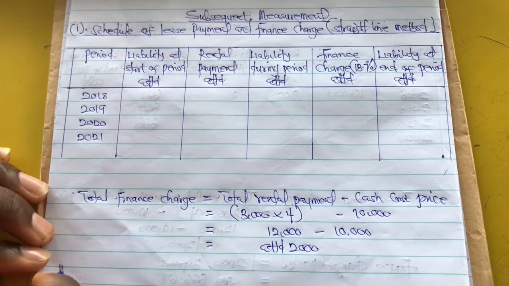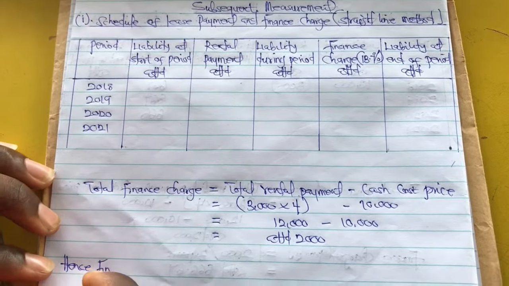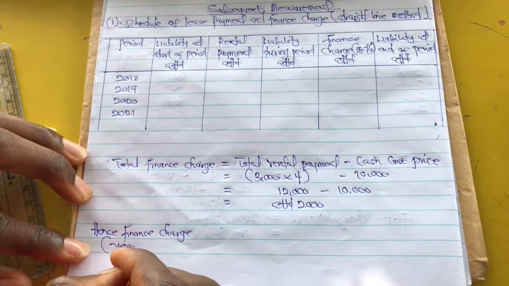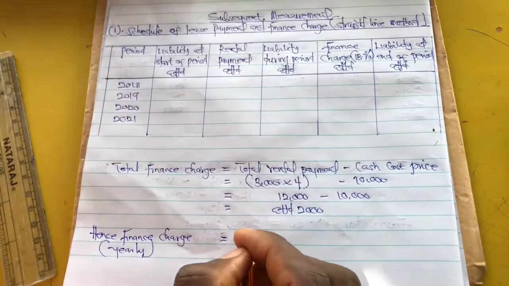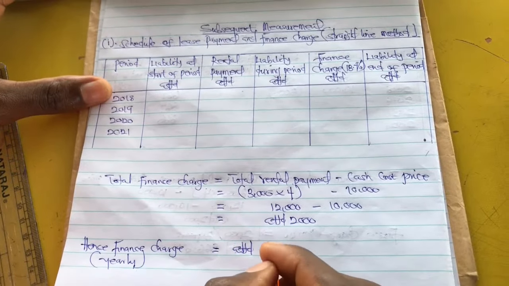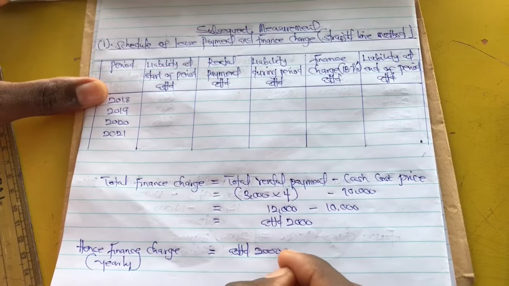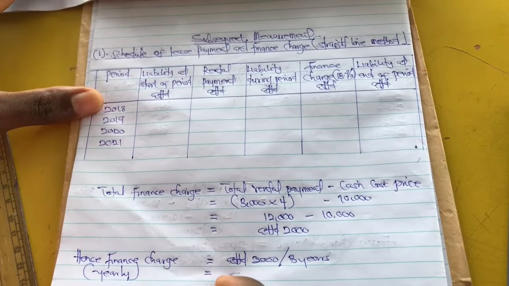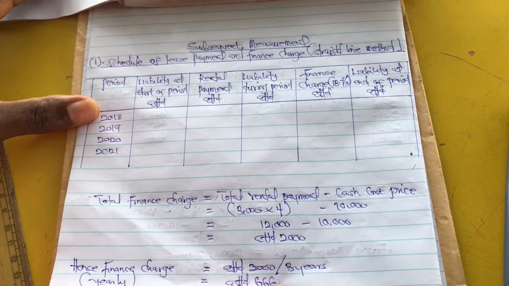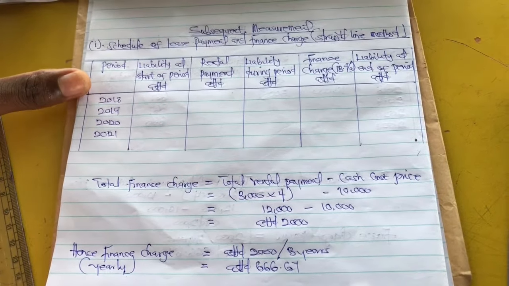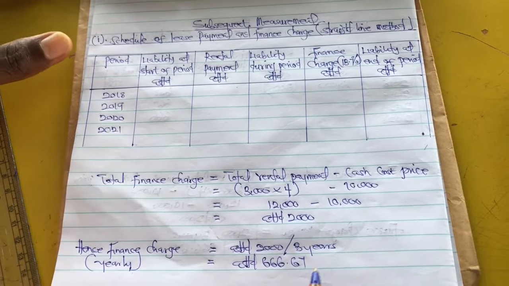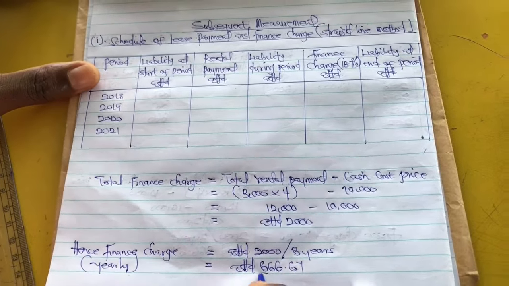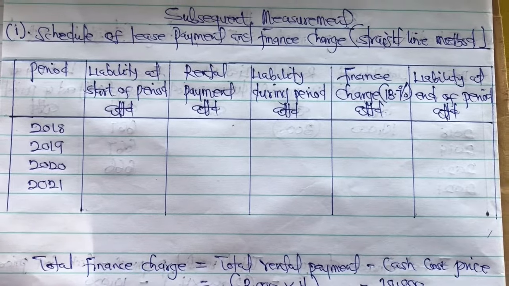So hence, the finance charge, that is yearly, for the 3 years, is going to give us the total finance charge, that is 2,000 Ghana cedis. We divide it by the remaining 3 years. So that is going to give us 666.67 Ghana cedis as the annual finance charge for the 3 periods. Is that clear? Now we are able to determine the yearly finance charge for the remaining 3 years.